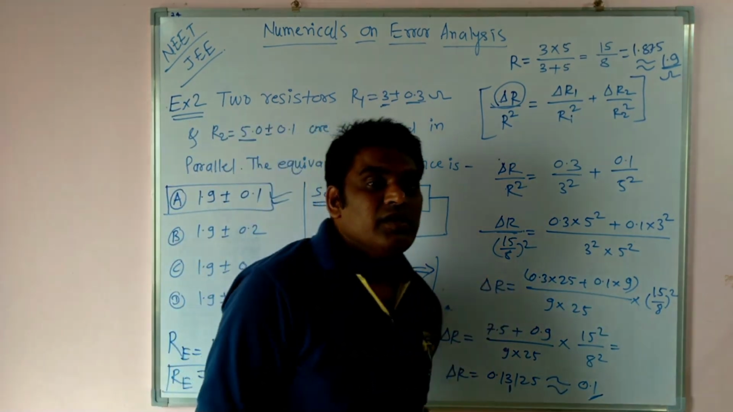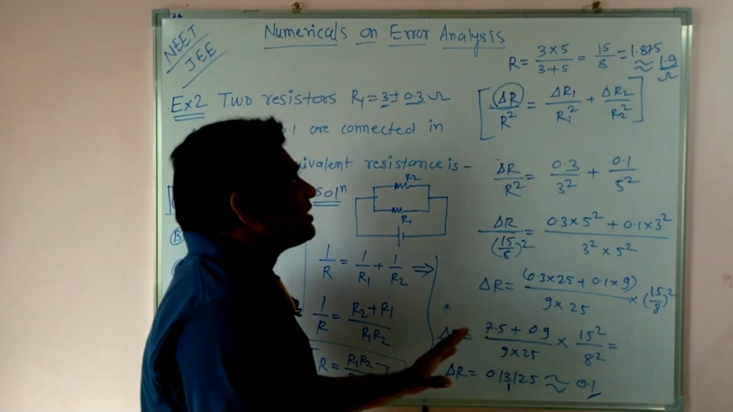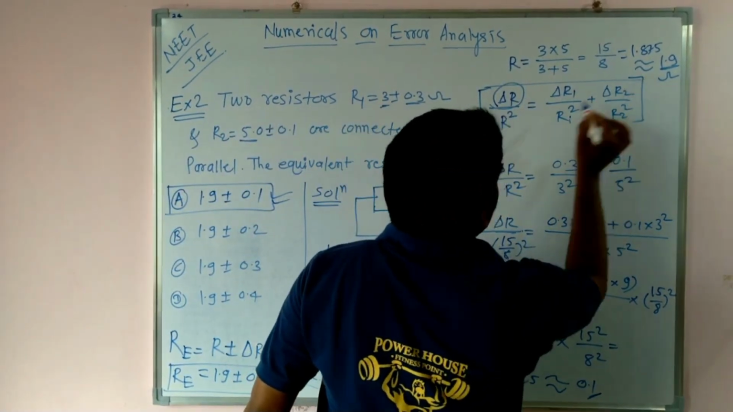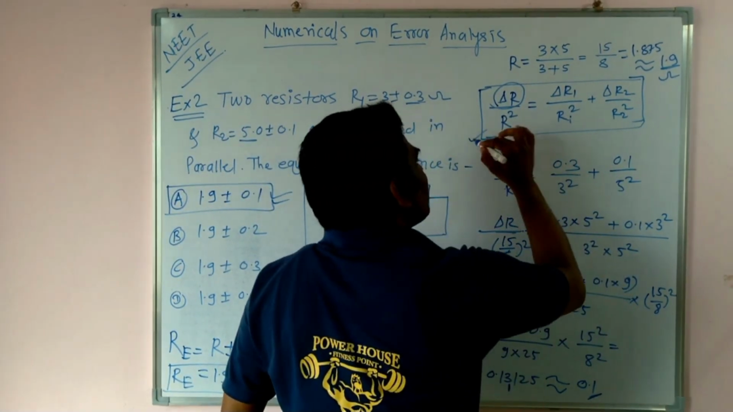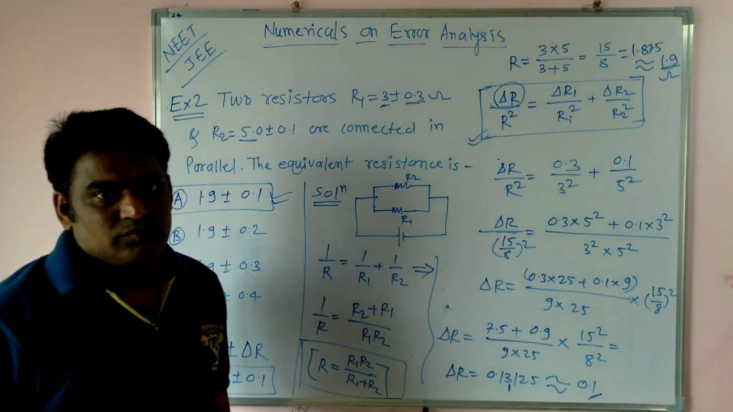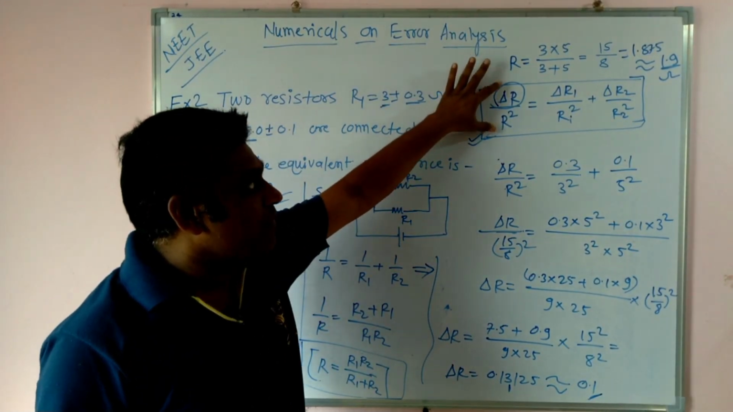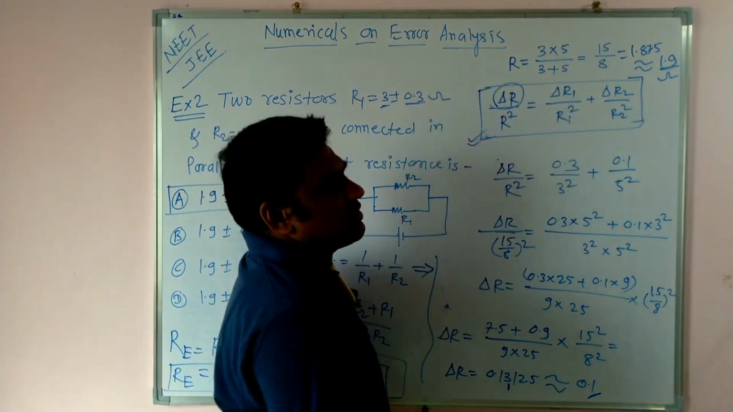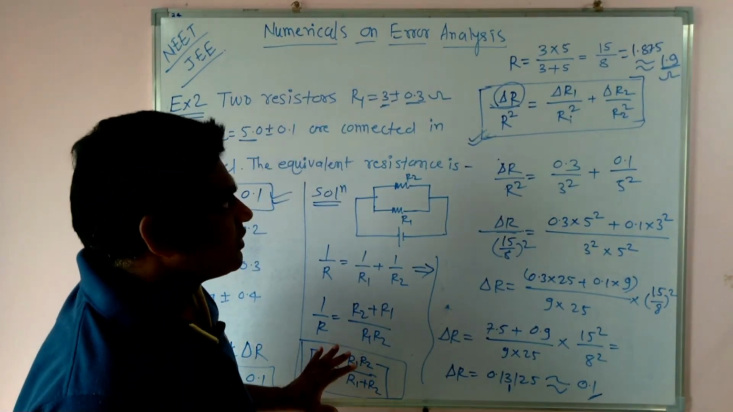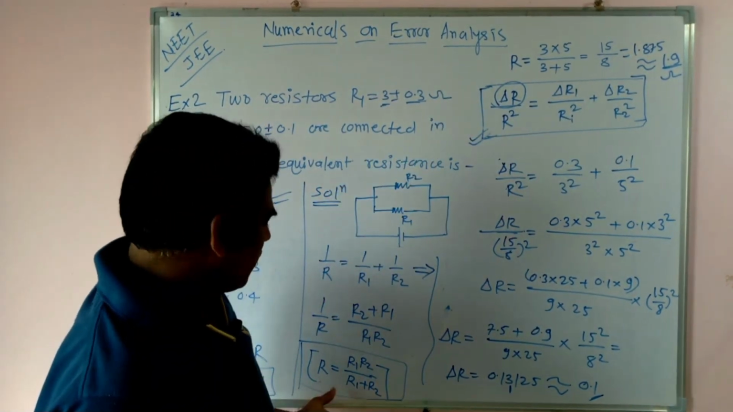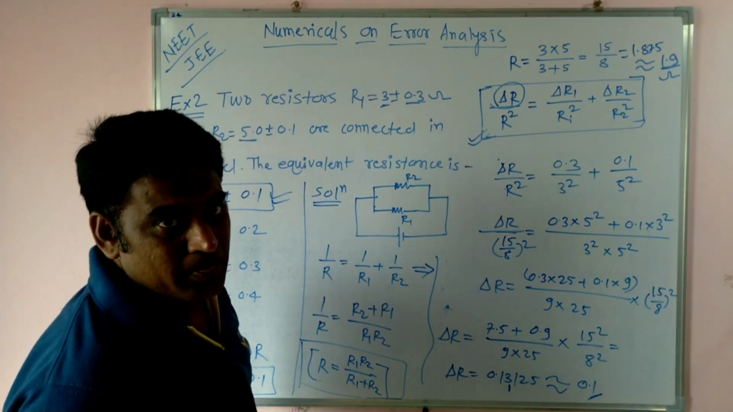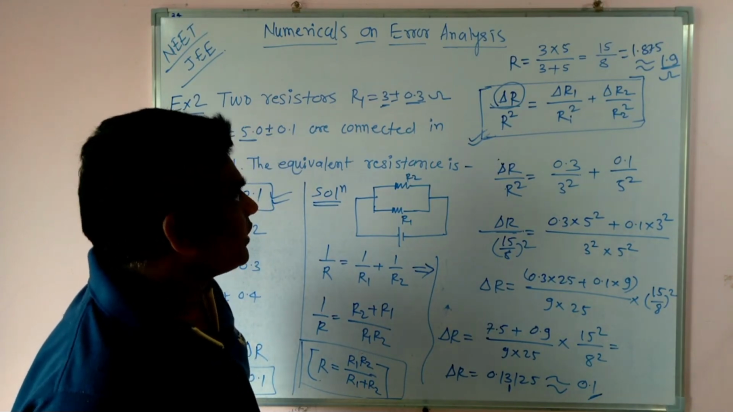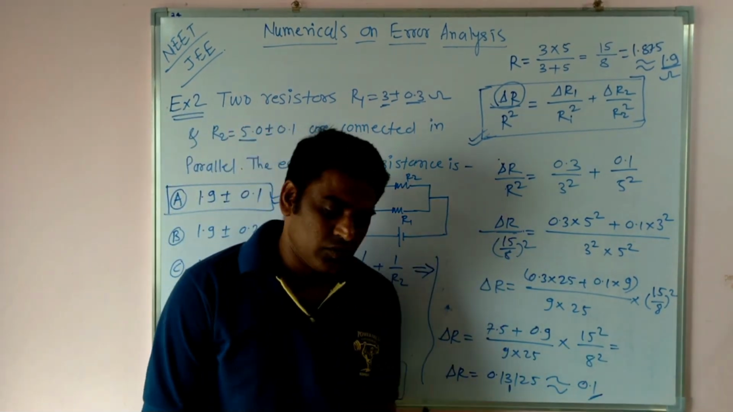Okay. So in this way we can solve these numericals. Here, the proof of this we have not taken. You remember this formula: this is not the relative error, delta r by r square, not relative error. This is a combined effect with the error of this formula. Clear? Okay, so pause it and note this down.